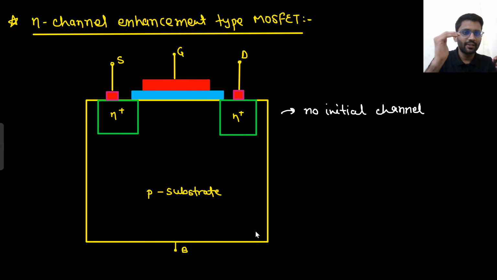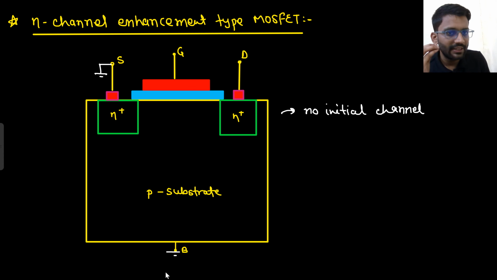So if my gate potential is 0, no matter whatever you apply at the drain, we will always keep the source as a reference, and source and body will always be shorted. Now if my VGS is 0, no matter whatever you apply at VDS, there will be no current. Let's see the conditions one by one.